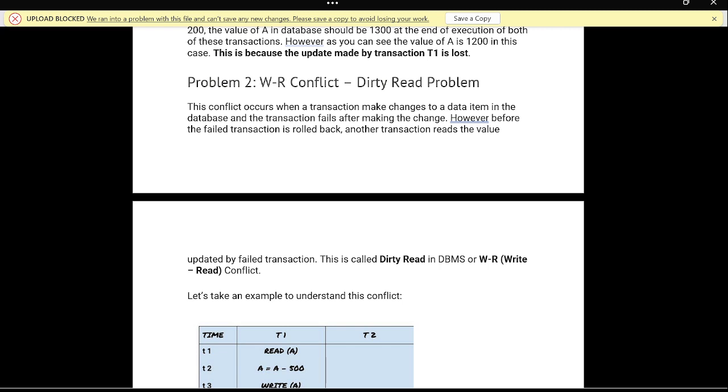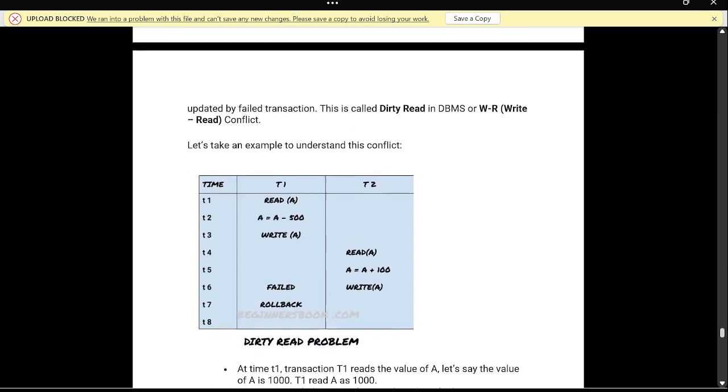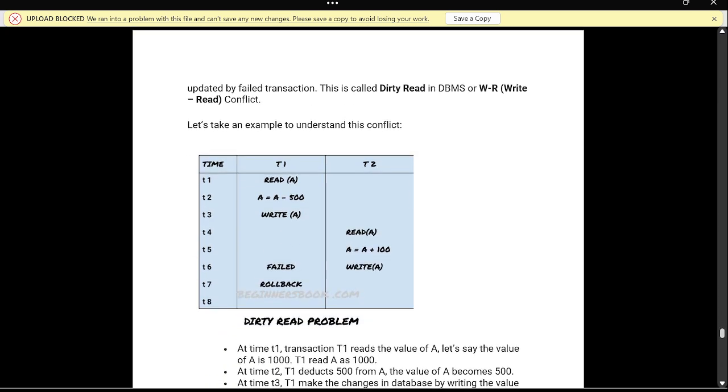Let's see the theory, or rather the example first. Here I'm going to read A. Let's assume A is equal to 500. My bank balance is 500.